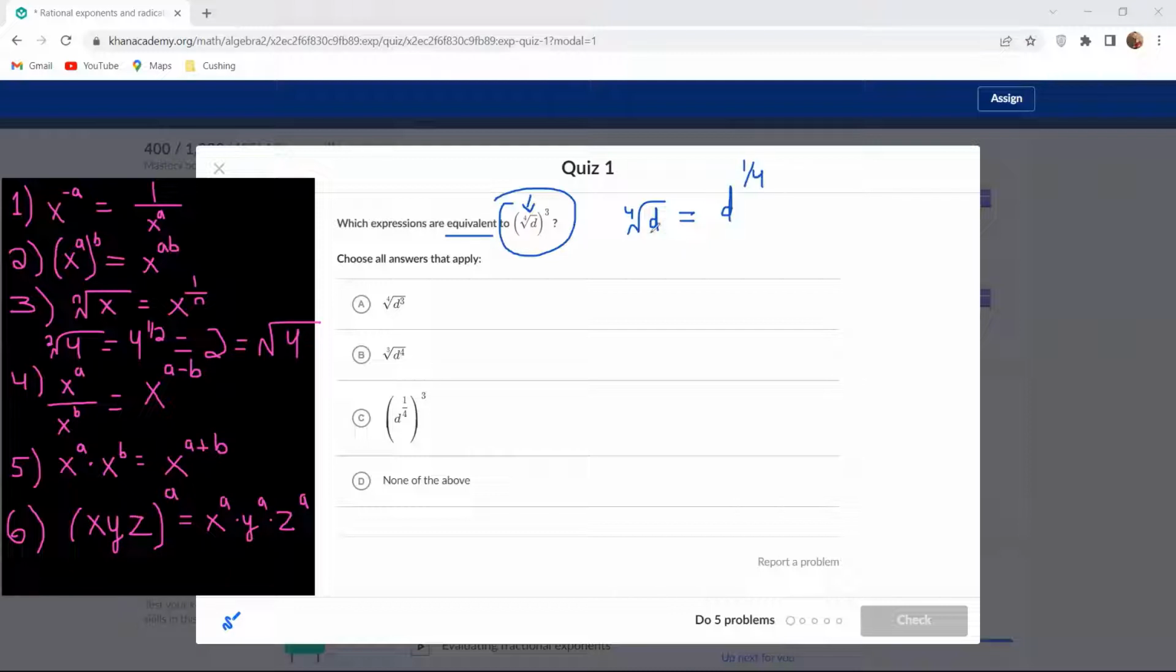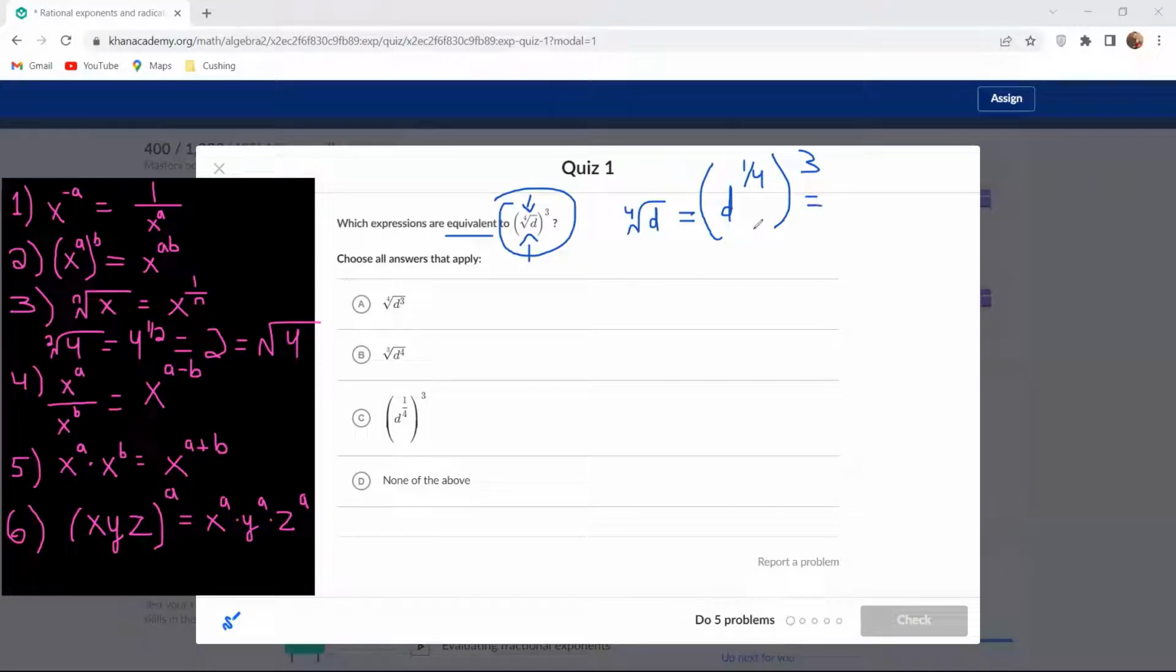To the 1/4. So these are the same thing, d to the 1/4. So now what I have is d to the 1/4 raised to the 3rd power. See what I did here: the expression in parentheses, I wrote as d to the 1/4, and now I'm raising that to the third power.